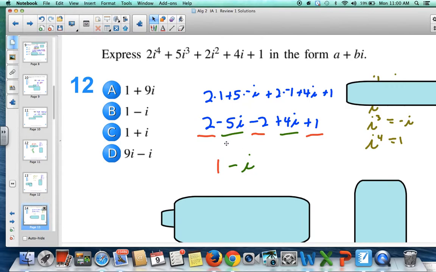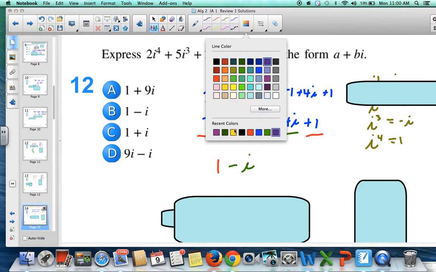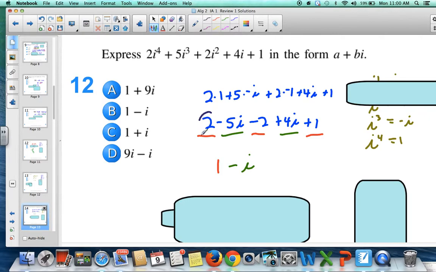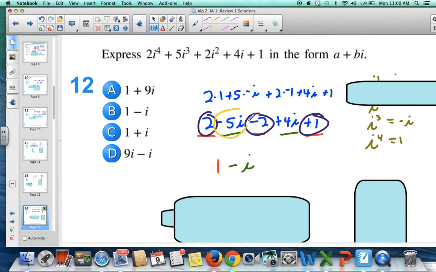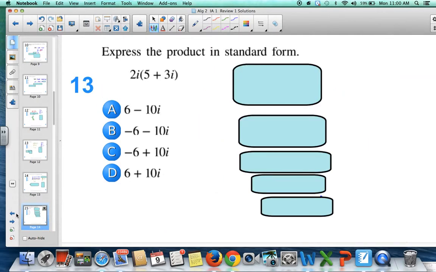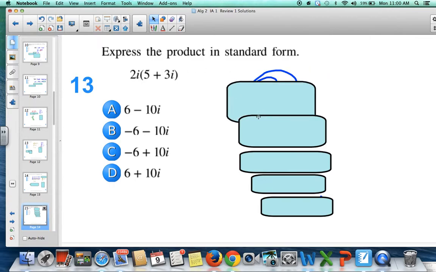So first I'm going to combine the terms without the i's. So it's going to be this one, and this one, and this one. 2 minus 2 is 0, plus 1 is 1. And then I'm going to go ahead and combine these guys over here. Negative 5i plus 4i is negative 1i. So that would be my answer, 1 minus i.